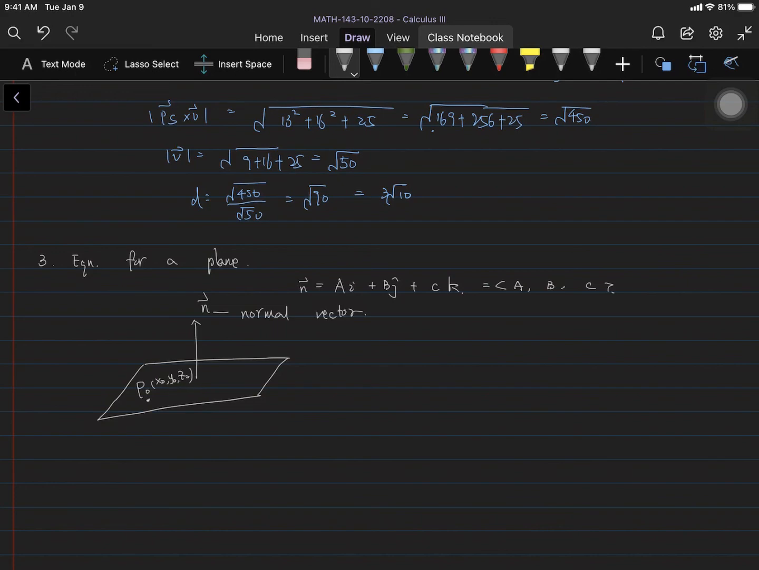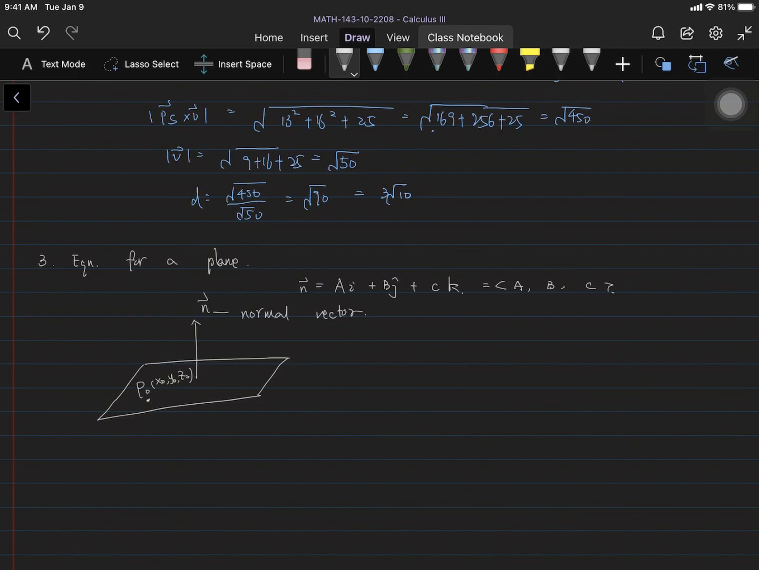So it's kind of like the point can decide where the plane is, and the normal vector can decide the angle or direction of the plane. Okay, so given the normal vector and a point, we can fix the plane and we can find the plane equation. And we're going to do it this way.